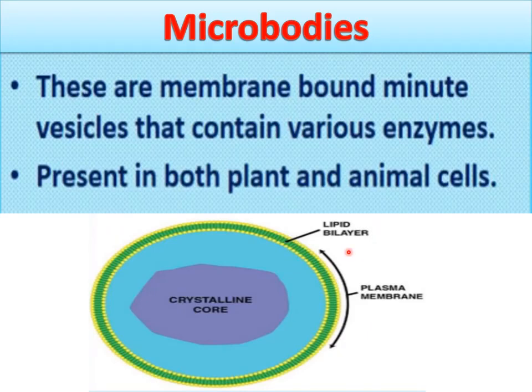Next cell organelle is microbodies. These are membrane bound minute vesicles. Okay, these are covered with membrane, and very small size vesicles these are, and these vesicles contain various types of enzymes. These are found in both plant and animal cells. Here you can see this is a structure of a microbody.